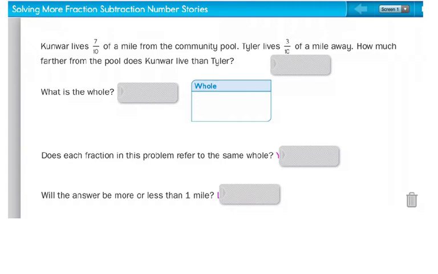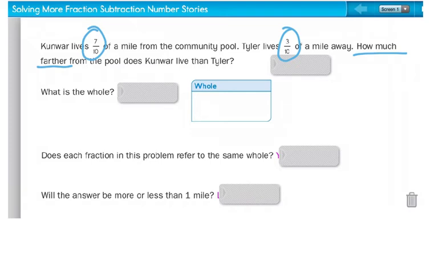One more problem on your whiteboard. Kanwara lives 7/10 of a mile from the community pool. Tyler lives 3/10 of a mile away. How much farther from the pool does Kanwara live than Tyler? So what we're doing is figuring out the difference. When we're figuring out difference, we subtract.